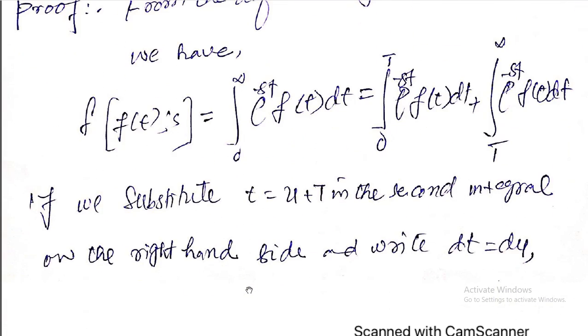We use the proper definition: the Laplace transform of f(t) is the integral from 0 to infinity of e power minus st f(t) dt. But this function is a periodic function of period T, so we have to divide this integral into subintervals, that is, 0 to T, its period, and then from T to infinity.